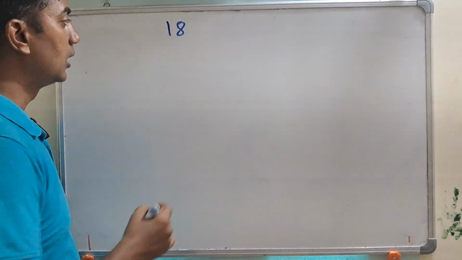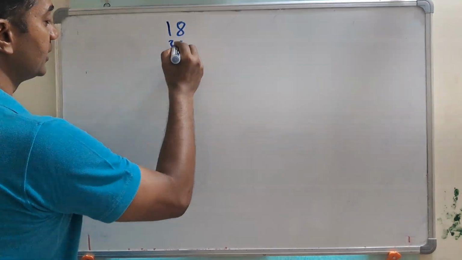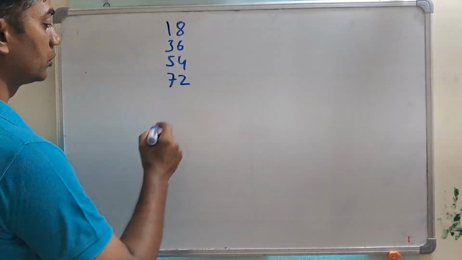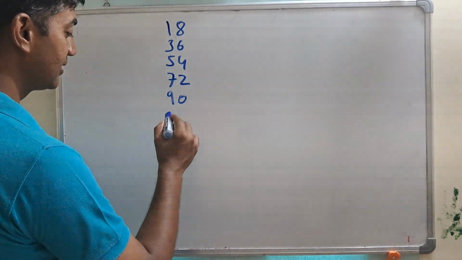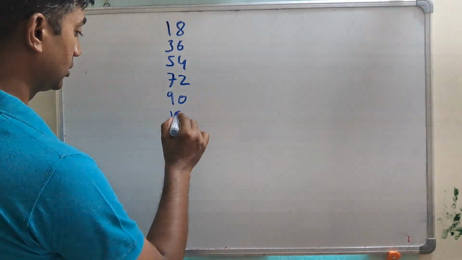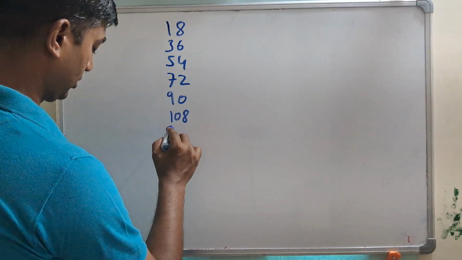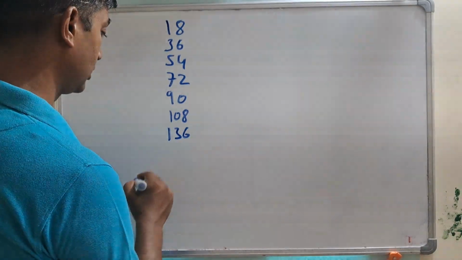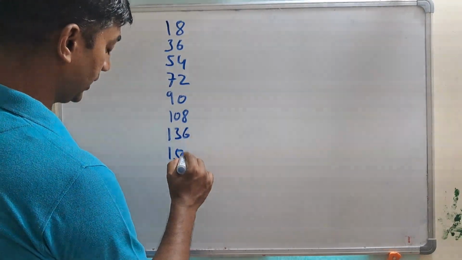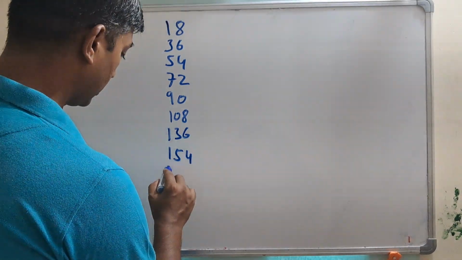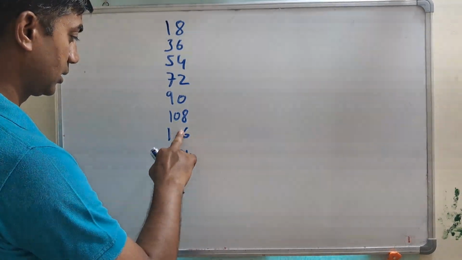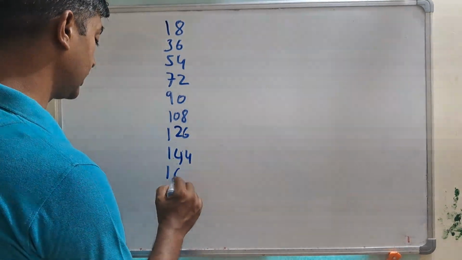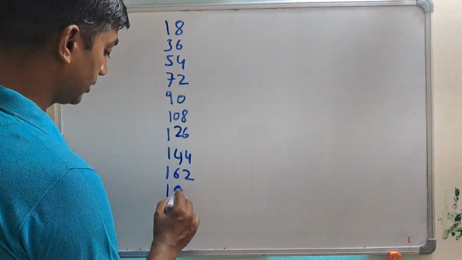18 1 ja 18, 18 2 ja 36, 18 3 ja 54, 18 4 ja 72, 18 5 ja 90, 18 6 ja 108, 18 7 ja 126, 18 8 ja 144, 18 9 ja 162, and 18 10 ja 180.